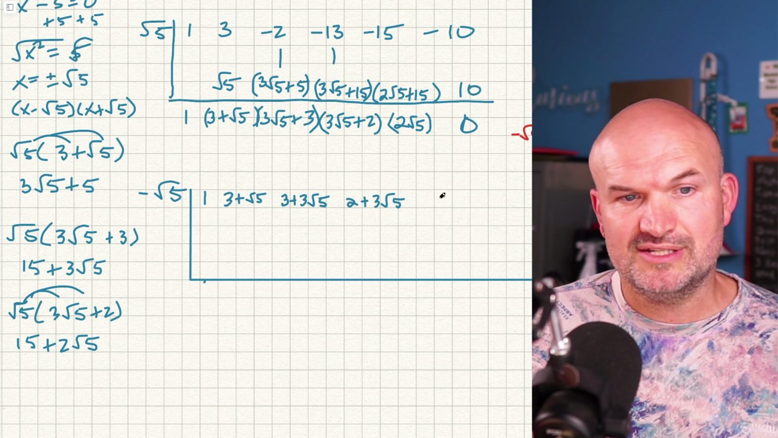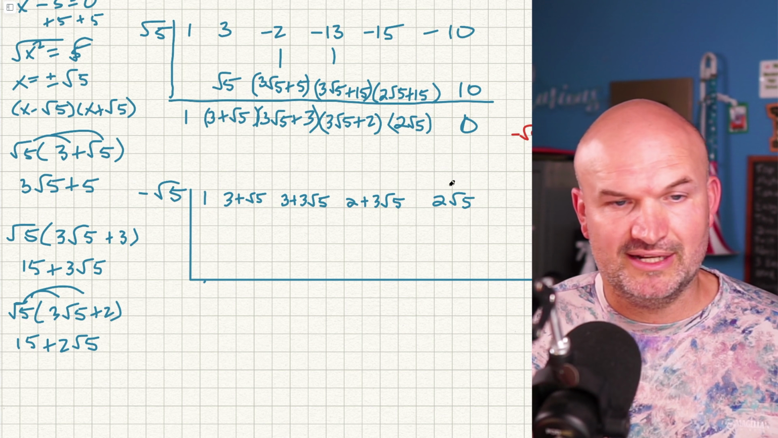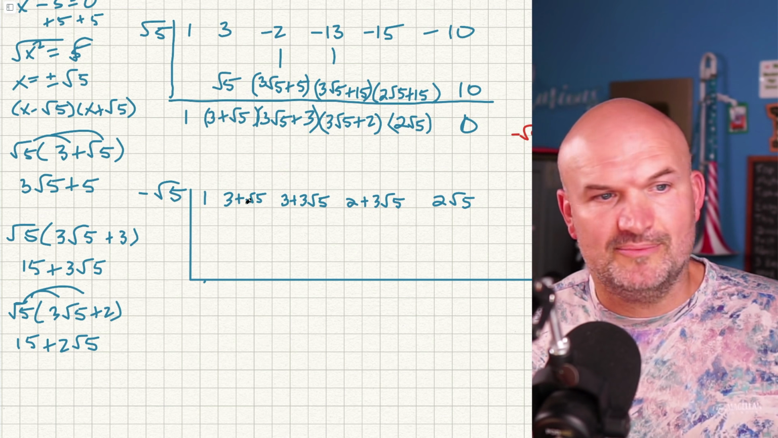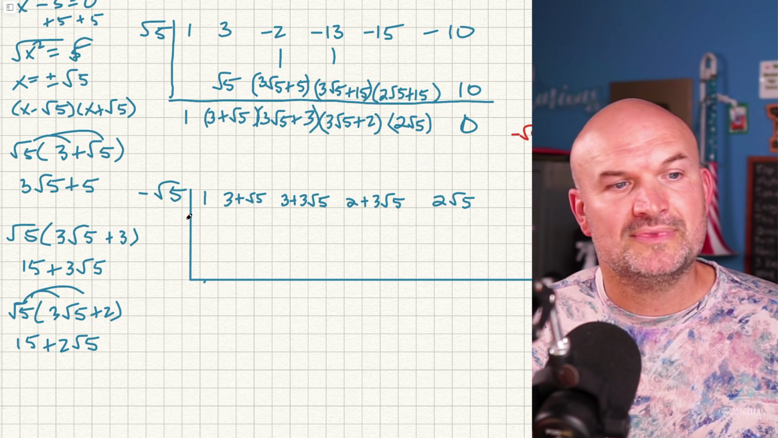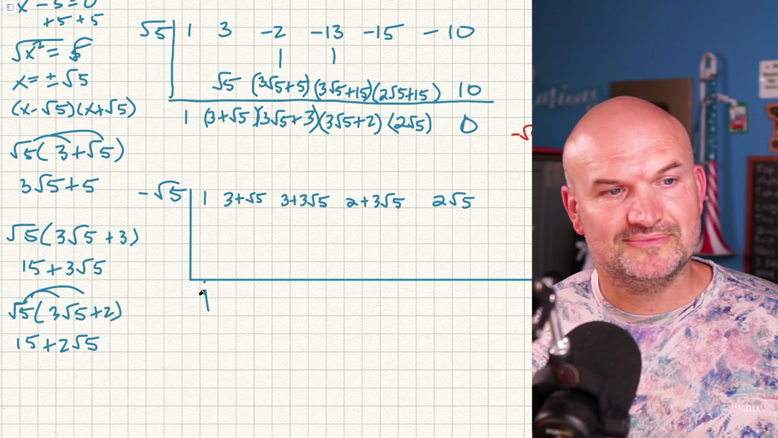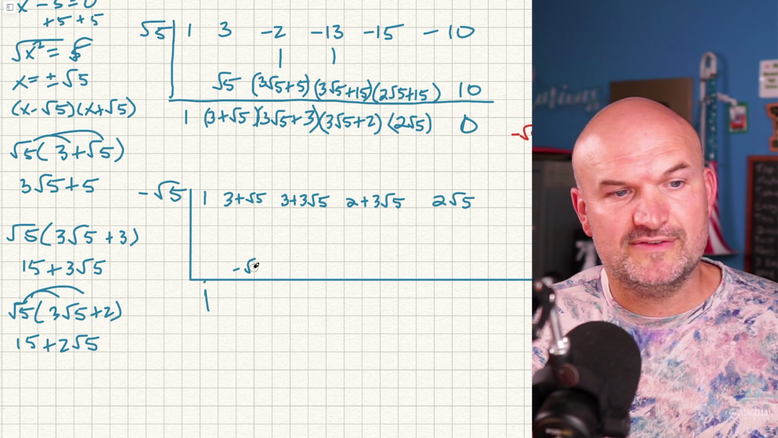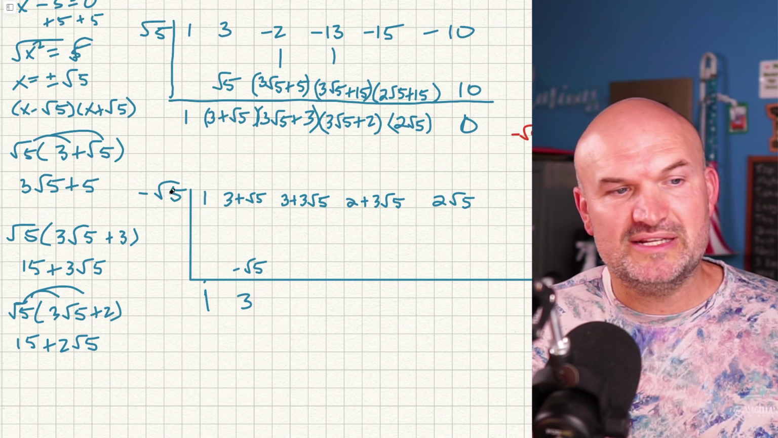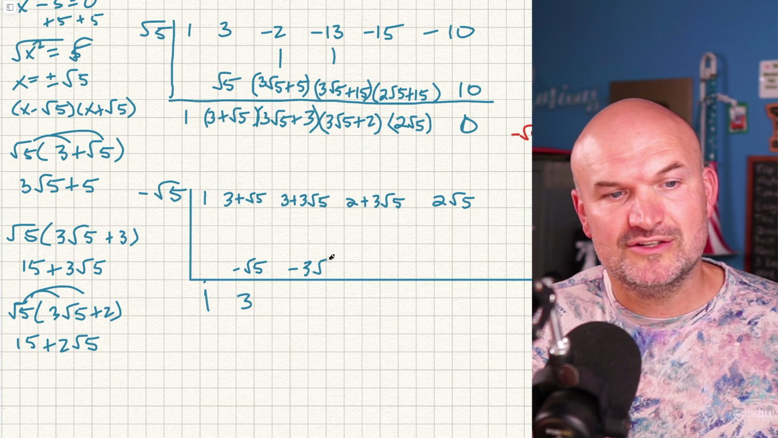You don't need to rearrange these. I'm getting confused as I'm writing them. Preferably you can write them either way that you want, but I'll just write them now with the numbers in front. So again, freebie, we love freebies, right? 1 times negative square root of 5 is a negative square root of 5. Hey, look, the square roots are going away. That's going to give me a 3. 3 times negative square root of 5 is a negative 3 square root of 5.